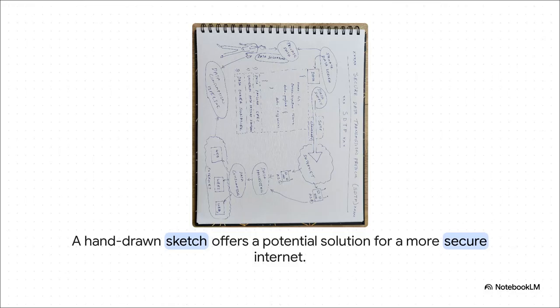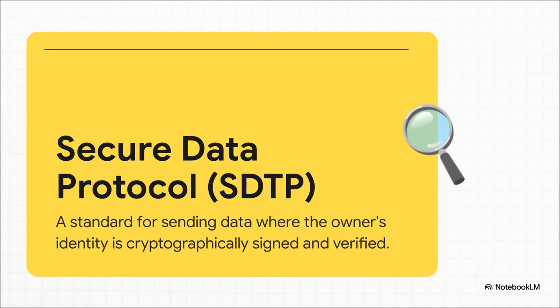And here it is. It might look like just a doodle from a notebook, but this one diagram maps out a totally new way to think about how our data travels online. Every single line, every box here has a job. So let's follow the path together and see how it builds this chain of trust, starting right at the source, the data's owner. Okay, so this whole system has a name, the Secure Data Transmission Protocol, or SDTP for short.